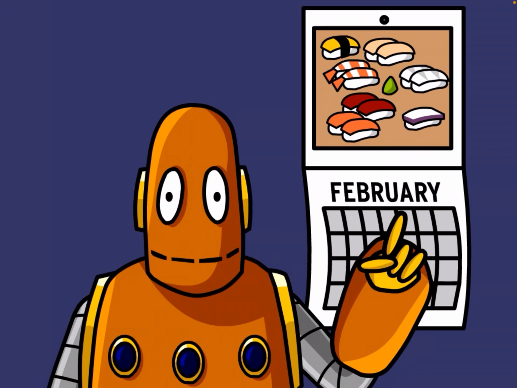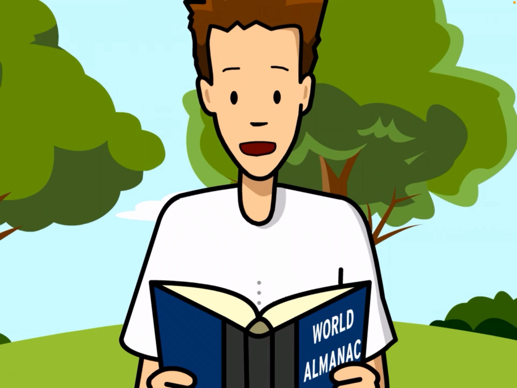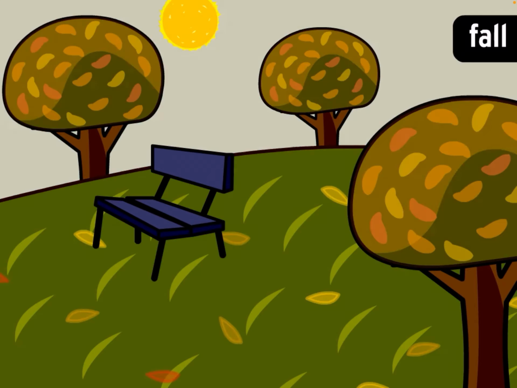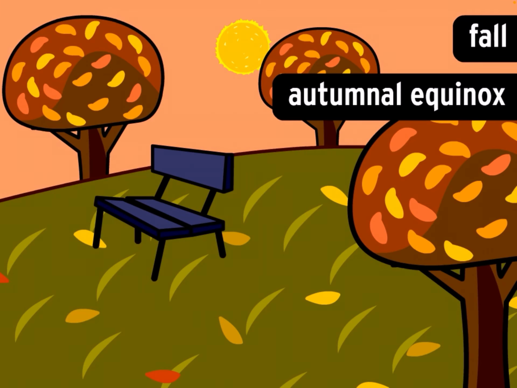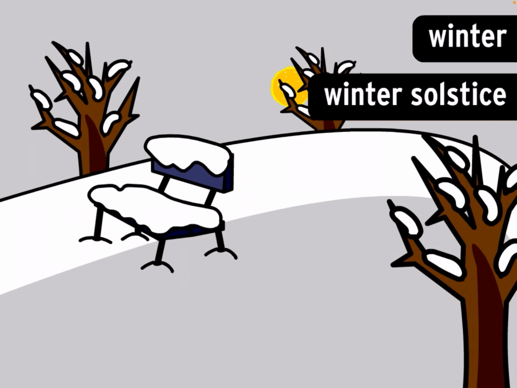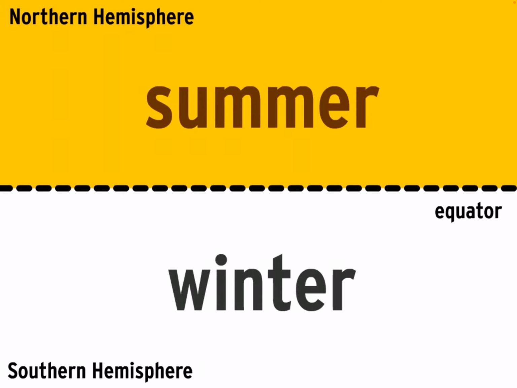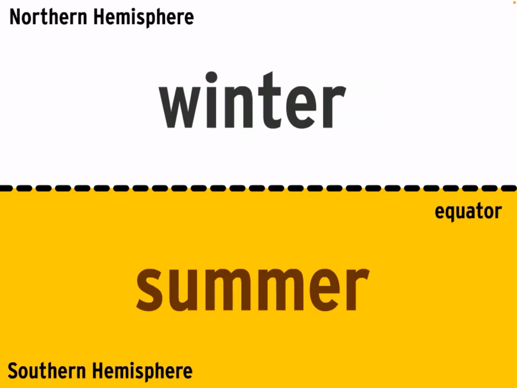When do these seasons start? Well, here's the schedule for the Northern Hemisphere. Spring starts with the vernal equinox on March 20th or 21st. Summer begins with the summer solstice on June 21st. The beginning of fall is called the autumnal equinox, and it falls on September 22nd or 23rd. The winter solstice, the first day of winter, happens on December 21st or 22nd. The southern hemisphere begins winter when the northern hemisphere starts summer, and so on. The seasons north and south of the equator are always opposite each other.